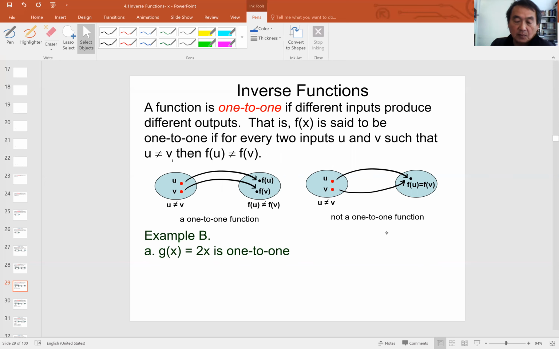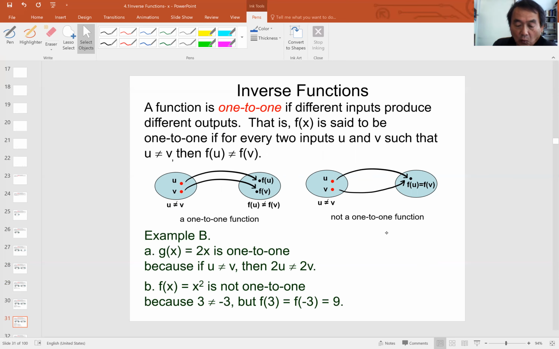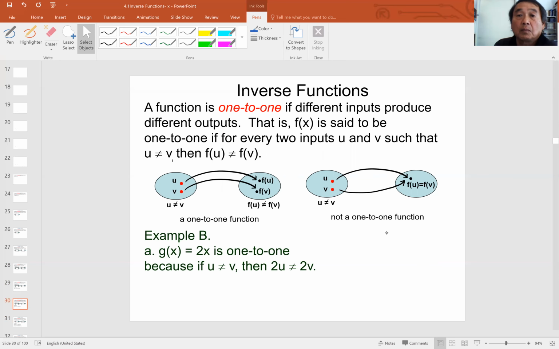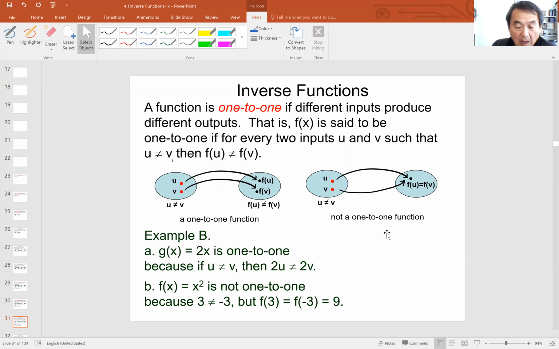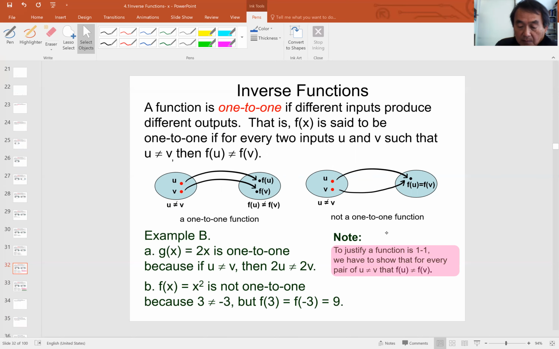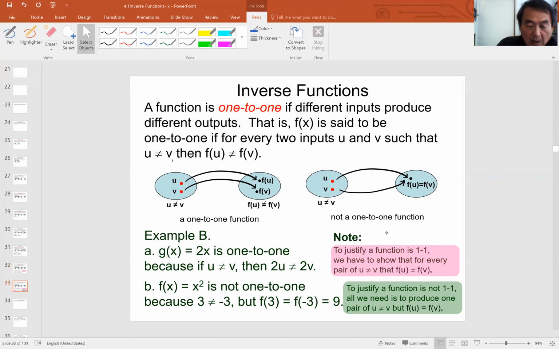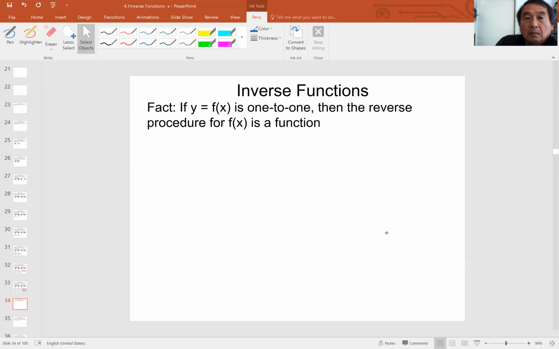2x is 1 to 1, and that's easy because if two numbers are different, then doubling them will be different. And x squared is not 1 to 1 because two different x's go to the same number, 9. If a function is 1 to 1, then the reverse is a function. So can we find out what it is? Well, in general, this problem is very difficult.